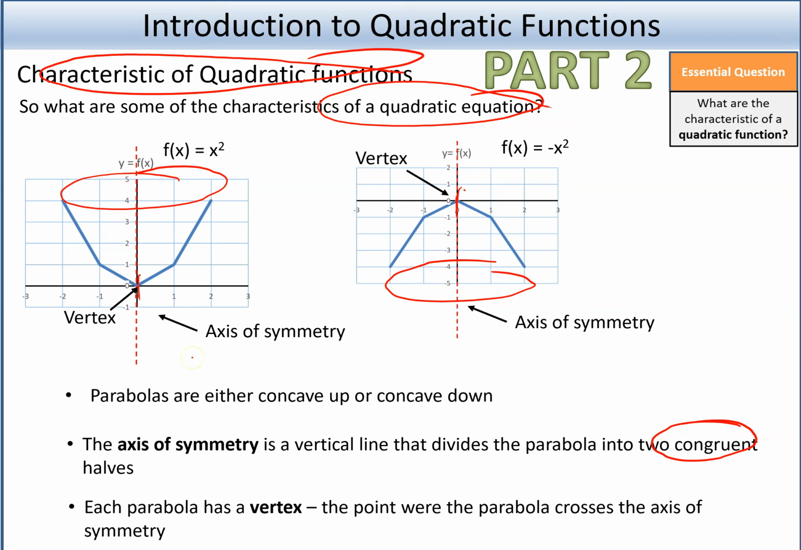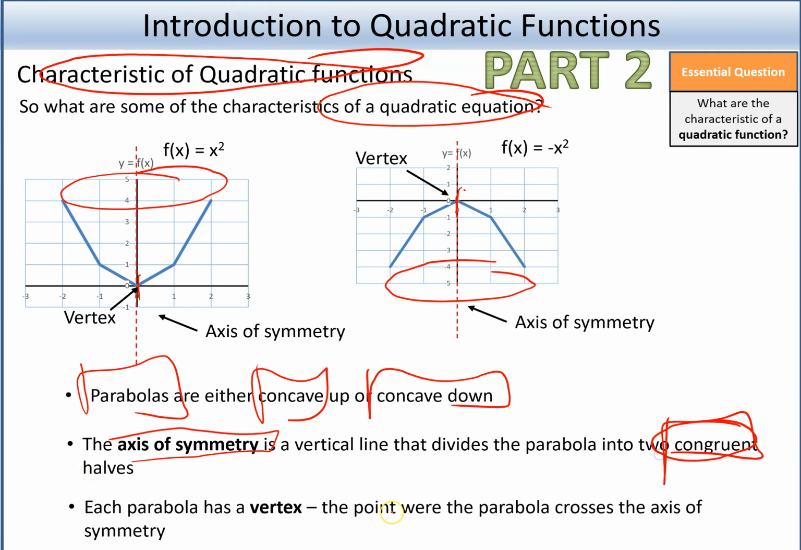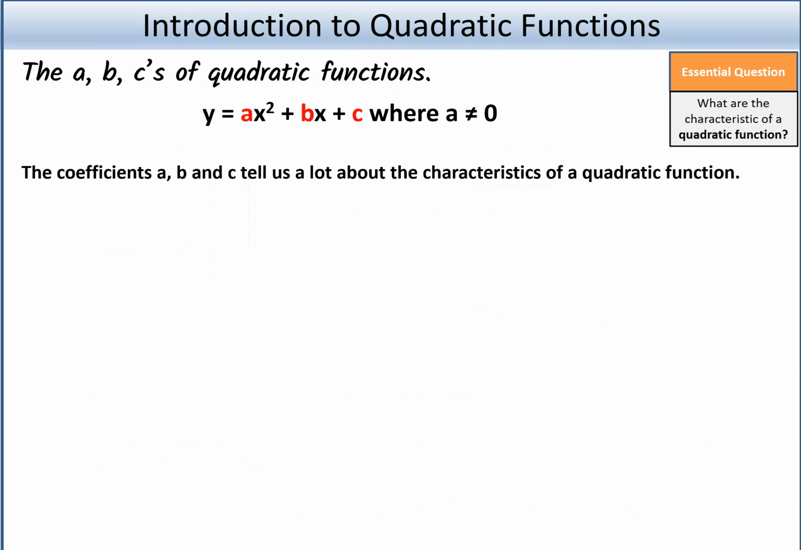Okay, so we have parabola, some vocabulary, concave up, concave down, axis of symmetry, you should know congruent, and our vertex. So how do we find all these things, axis of symmetry and vertex and things like that? Well, we use the coefficients, the a, the b, and the c of our quadratic function to find the axis of symmetry and our vertex.